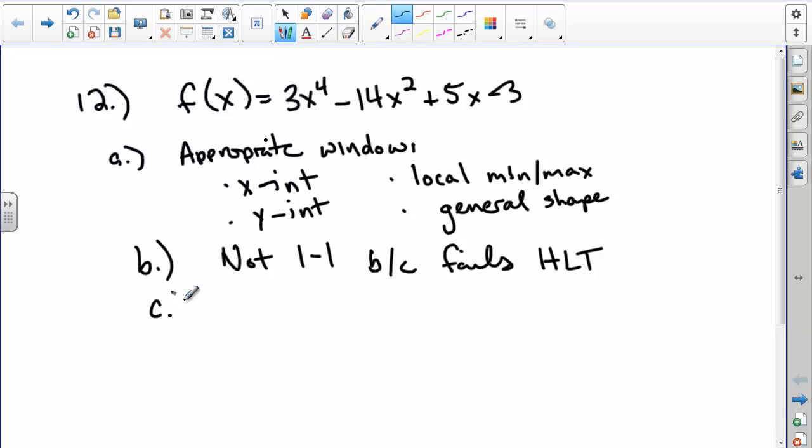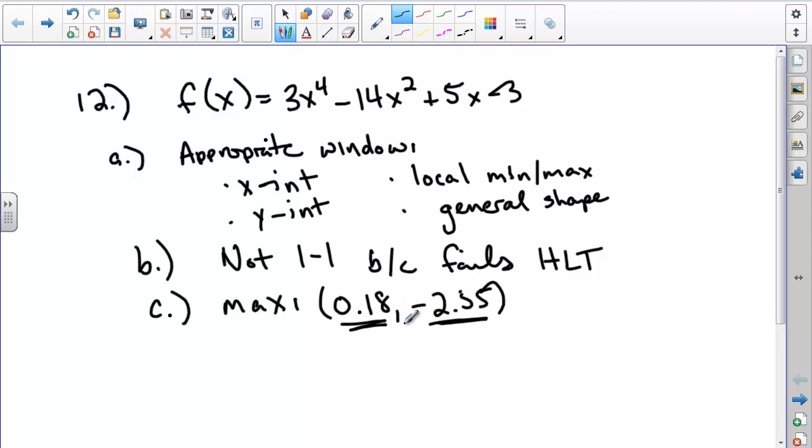For part C, it was asking for local mins and maxes. Our max was 0.18. That's the X value. The Y value is negative 2.55. This is the maximum value. This is the X value where it occurs.